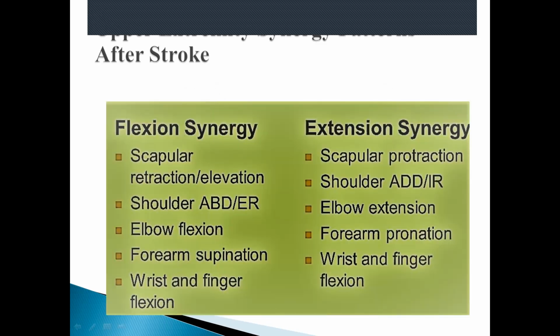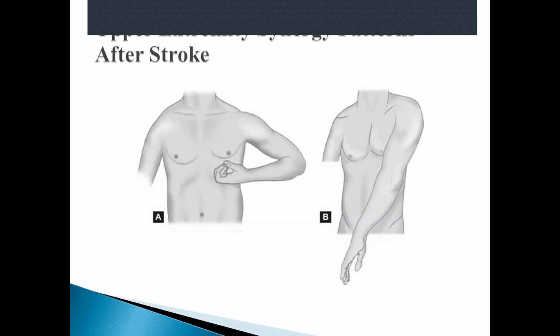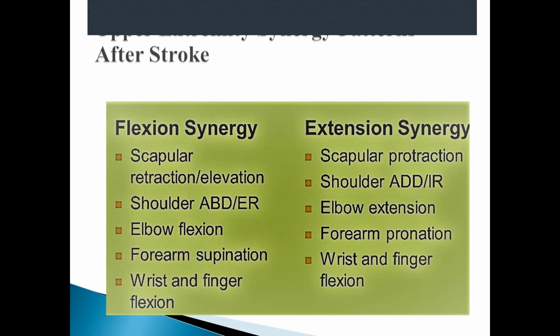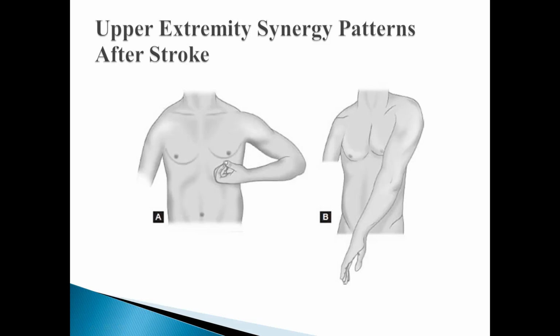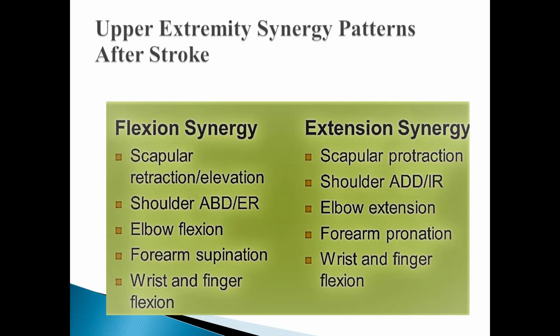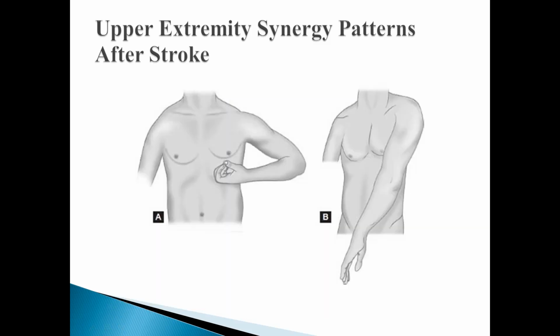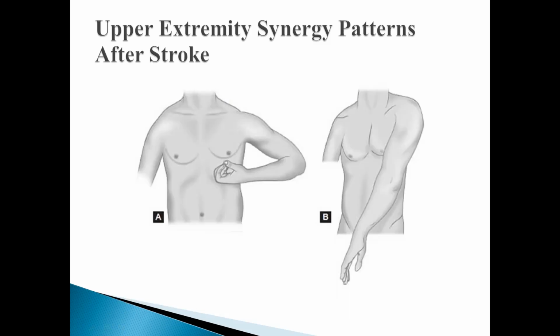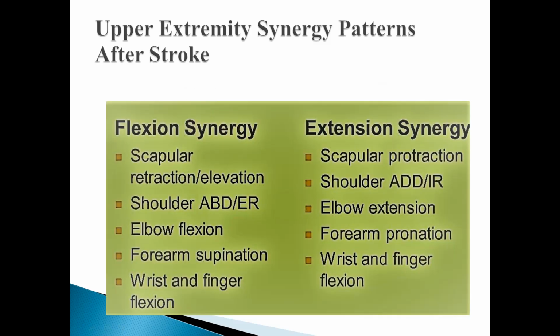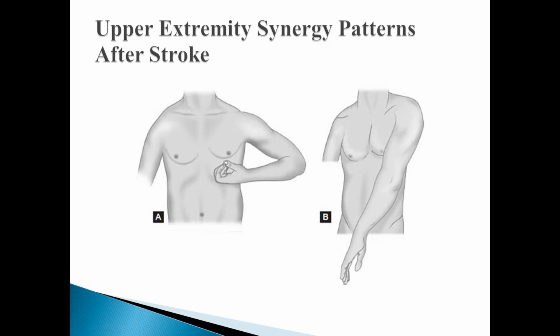So let us just see the extensor synergy pattern of the upper limb. Scapular protraction, here you could see it in the diagram. Shoulder adduction and internal rotation, that is, the shoulder getting adducted and internally rotated. Elbow is getting extended, you could see it in the diagram, elbow extension. Forearm pronation, you could see it in the diagram. Wrist and finger flexion or extension.